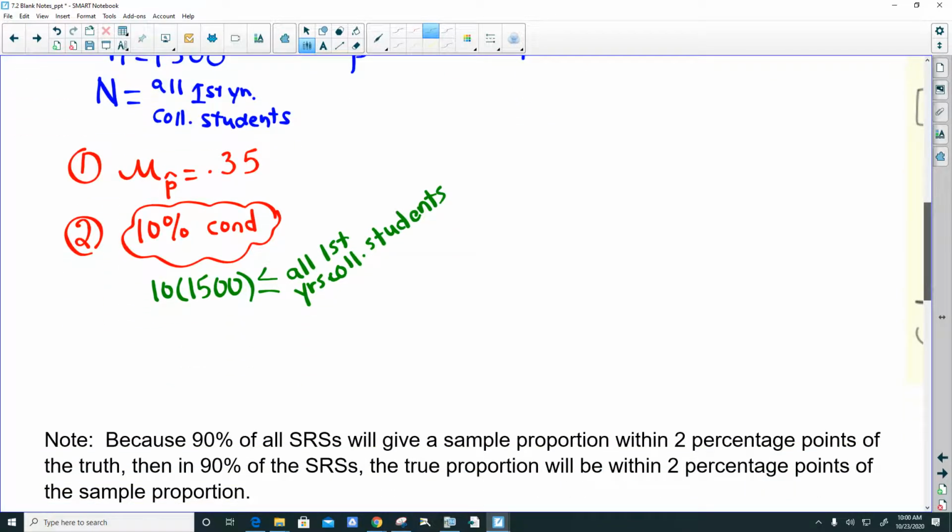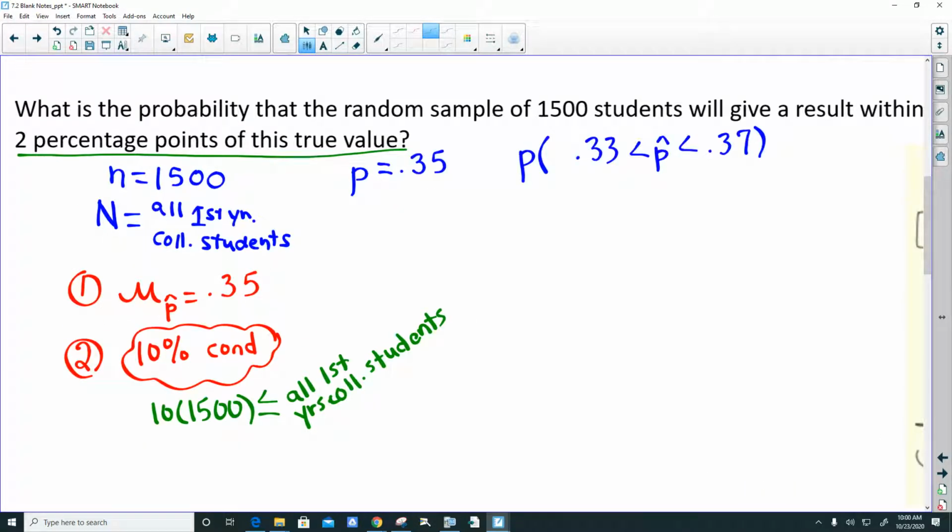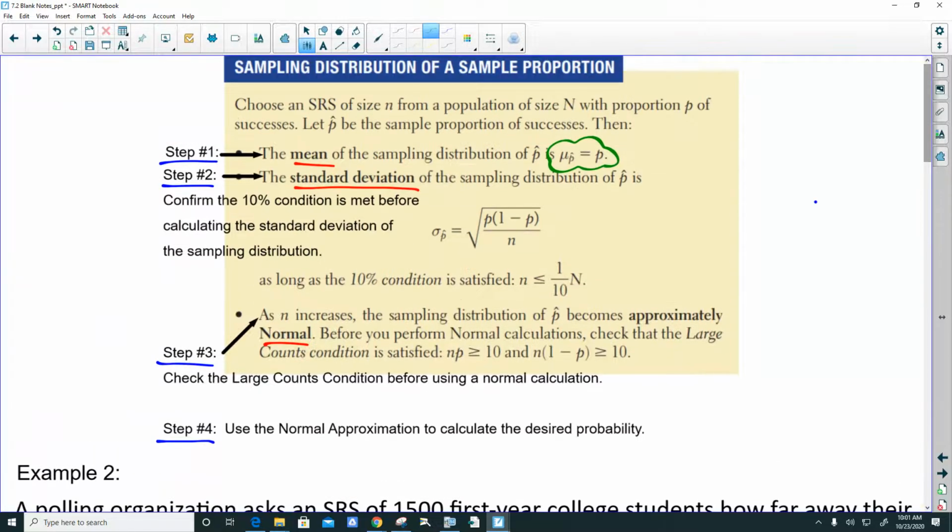And you want to look at this and really just ask, does this seem reasonable? If I multiply 1,500 by 10, it certainly feels reasonable that 15,000 is less than all first-year college students. So that feels like a realistic statement. I'm going to check off that we've met the 10% condition, which means I can move forward with calculating my standard deviation for the sampling proportion.